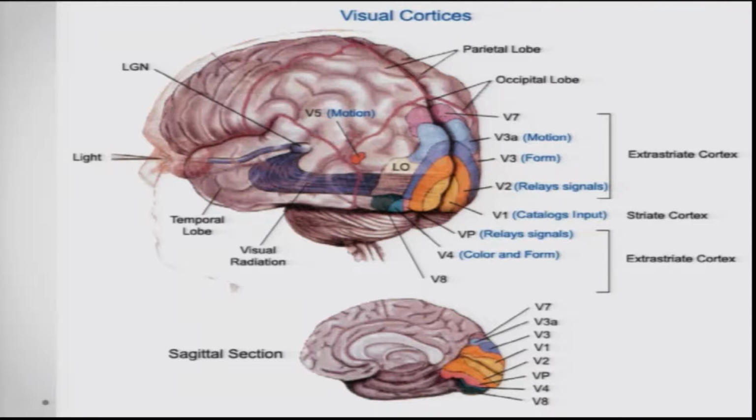I'm just reading out for you. V1 is called the striate cortex. It catalogs whatever input is coming in. Area V2 is more responsible for relaying the signal to higher association areas. V3 processes form. V3A processes motion. Both of these areas are in the same place. Then you have areas like V5, V6, V7, V8. So this is how the processing of information, starting from light until coming to the brain, really happens. This is basically all about the physiology that we will be learning in this particular lecture.